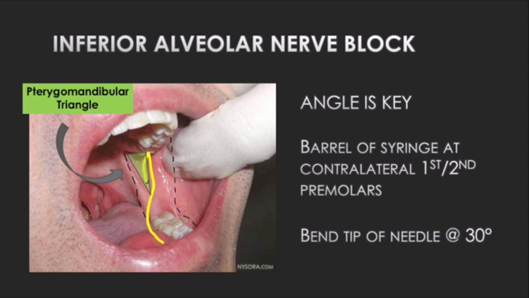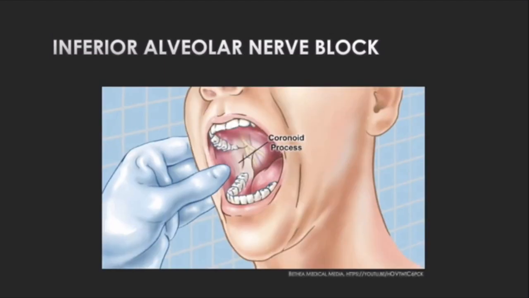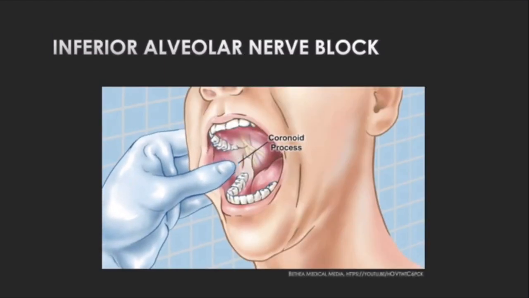second premolars. And if you feel like you're having a hard time achieving the angle, then you can bend the tip at 30 degrees. So we'll show a little video. So you can retract the gingiva, and you see the little divot there.